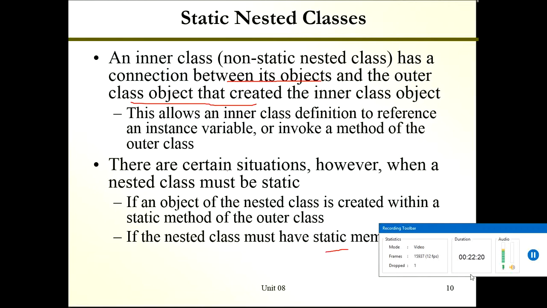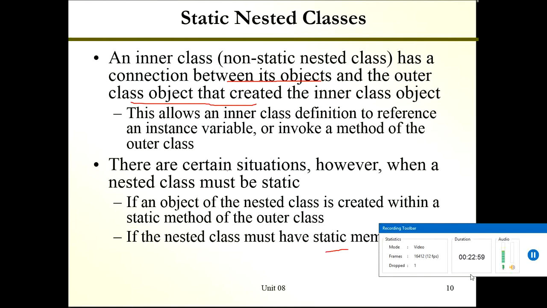You may encounter certain situations where you need an inner class to be static. For example, if you create an object of the inner class within a static method of the outer class, then the inner class must be static. And also a non-static inner class object must arise from the outer class object. Also, sometimes you may want your inner class to itself have static members, then the inner class must be static. So if you want to declare the members of the class as static, then the class must be static. But a static inner class can also have non-static instance variables and methods.